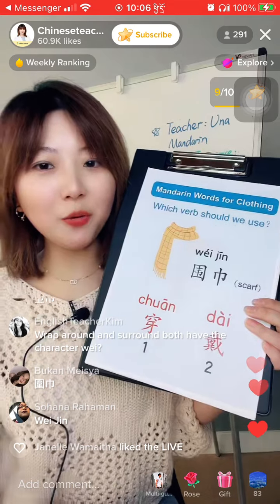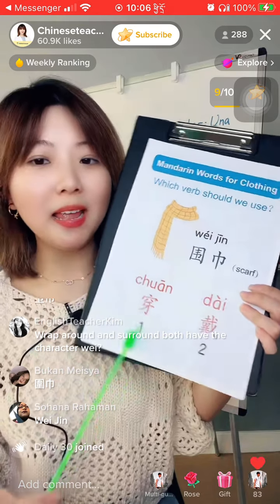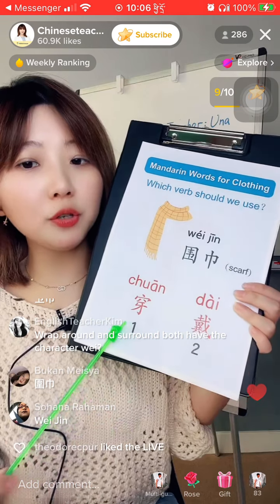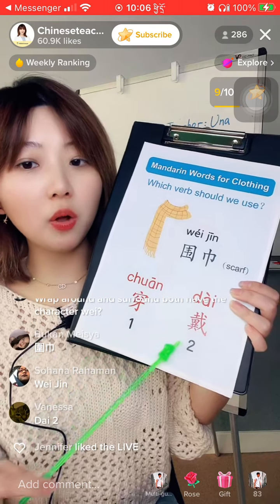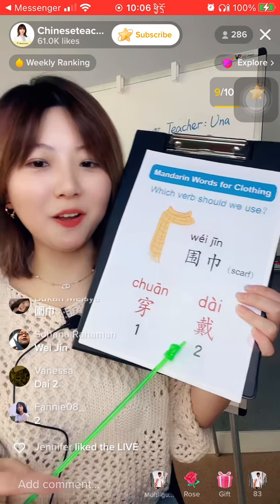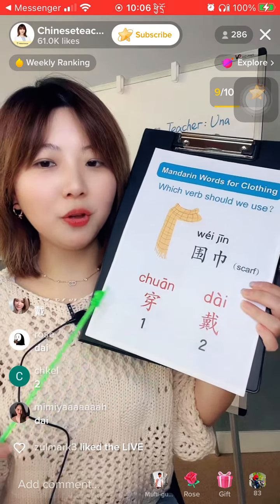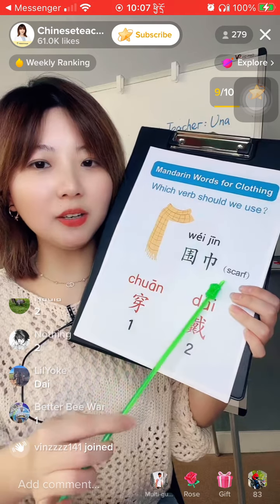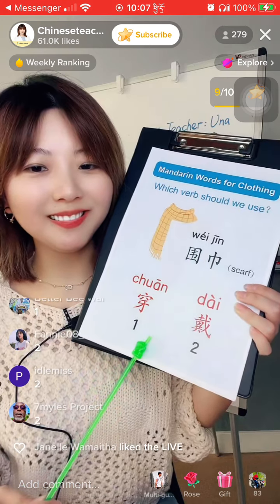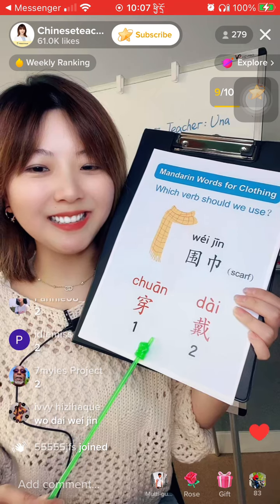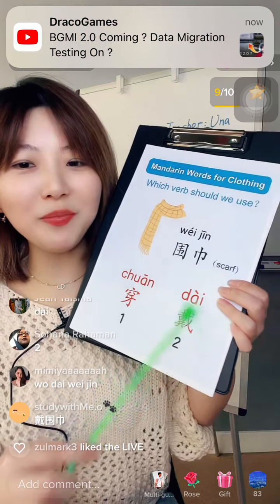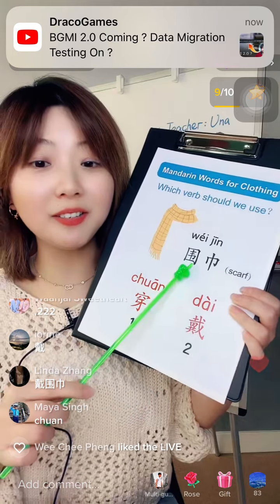So, here comes the question, everybody, question time. When we want to say wear or put on a scarf, we want to use number one, 穿, or number two, 戴. Let's go. 穿围巾 or 戴围巾. Yes, so good. Perfect. Everybody, good job. Number two, 戴, because it's accessories, right?